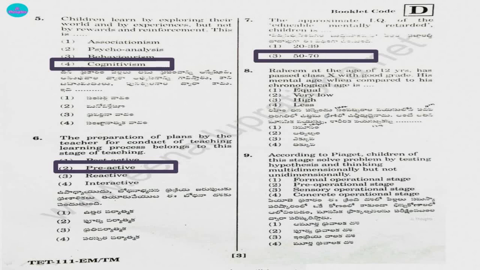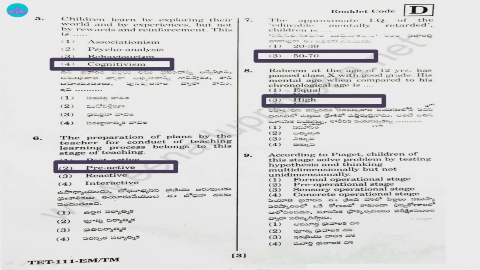Eighth one. Rahim, at the age of 12 years, has passed class 10 with good grade. His mental age when compared to his chronological age: option 1, equal, 2, very low, 3, high, 4, less. And here what is his age? 12 years, but he has passed class 10. What should be the minimum age to pass class 10? 15 years. So by 12 years he has completed with good grade. So his IQ is definitely high.